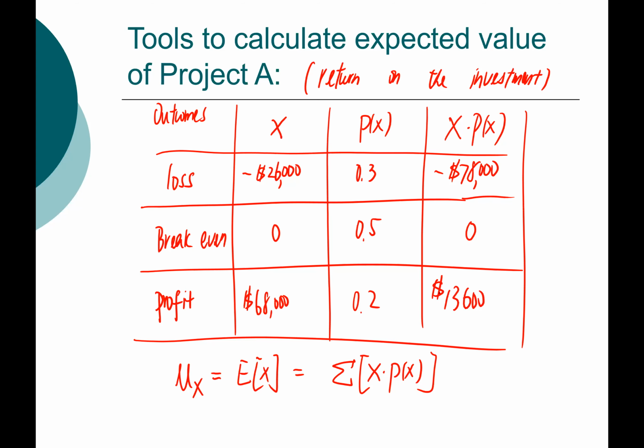So all you have to do is just sum up, meaning add up all those to get the average return. So negative 7,800 plus 0 plus 13,600, and let's see what the actual return on investment is. So negative 7,800, adding 13,600.